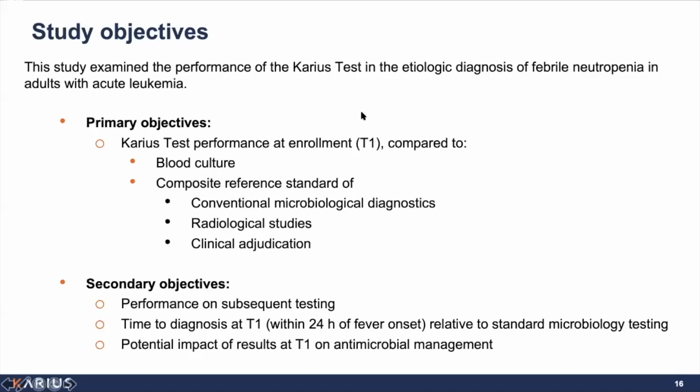Our secondary objectives were to look into the performance of the test at subsequent testing, look into the time of diagnosis at T1 relative to standard microbiological testing, and also the potential impact that real-time Karius test results could have had on the antimicrobial management at T1.